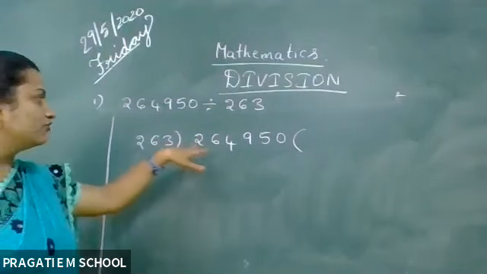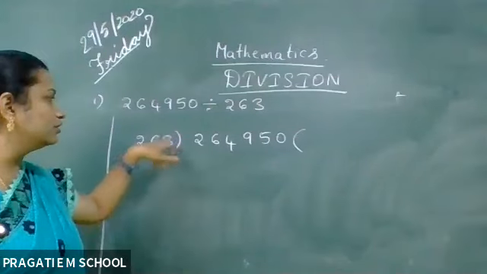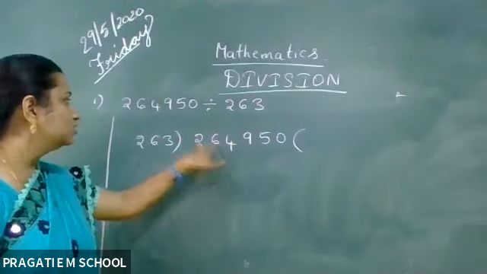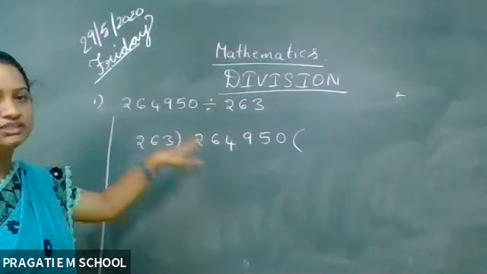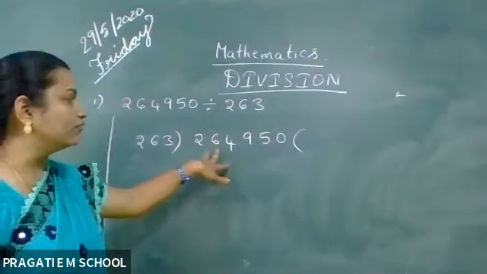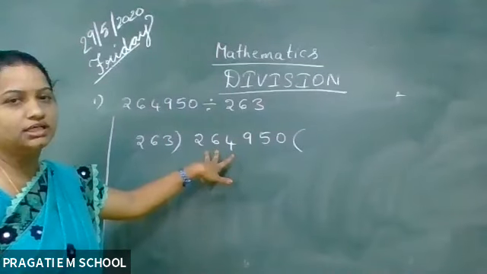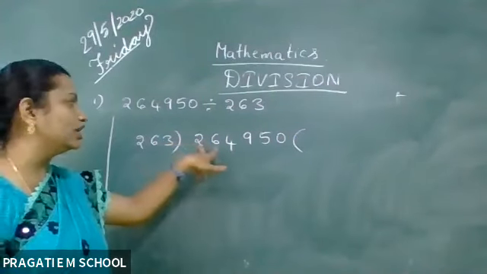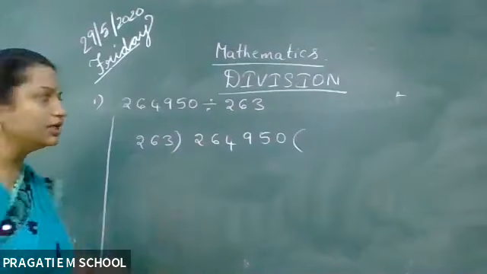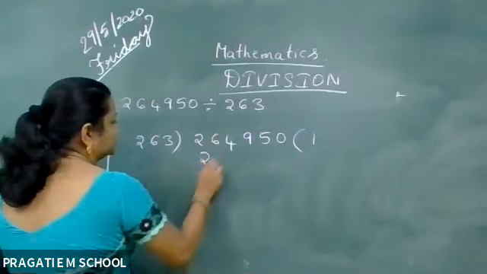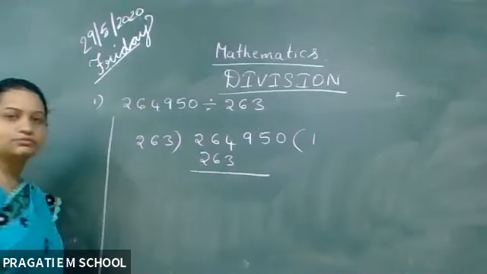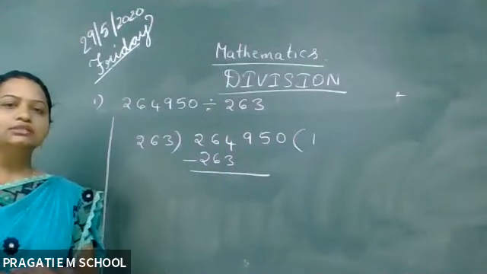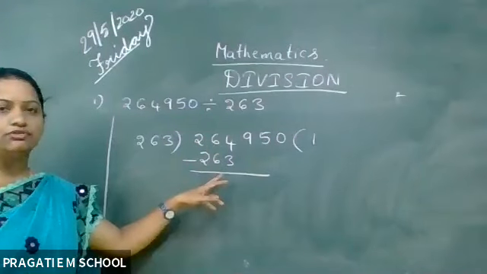First of all, in the dividend, if we take 2, we know that 2 is less than 263. So we take another place value, 26. 26 is less than 263. So again we have to consider 3 digits, 2, 6, 4. In the 263 table, do we get 264 or not? 263 ones are 263. Yes, children, we have to do the subtraction because division is nothing but repeated subtraction.